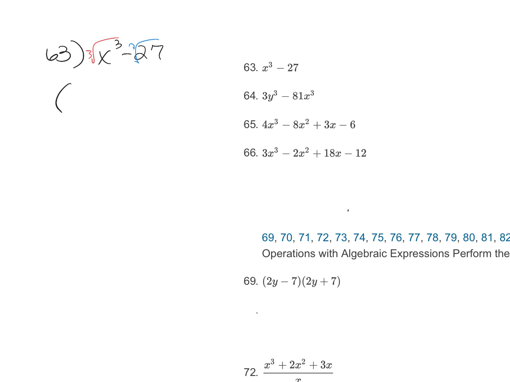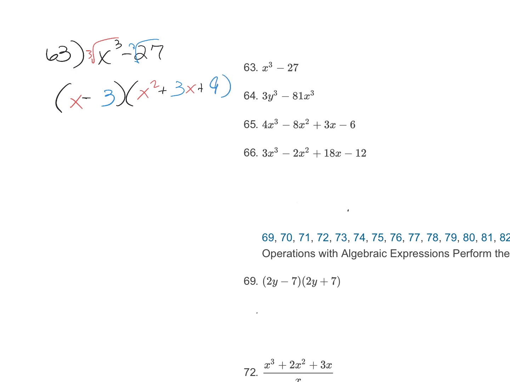The cube root of x to the third is x. The cube root of 27 is 3. And then I'm going to put it into my trinomial now. I square the x, opposite sign of the original problem, multiply the 3 and the x, and then the last term is the 3 squared, which is 9, and it's always positive.